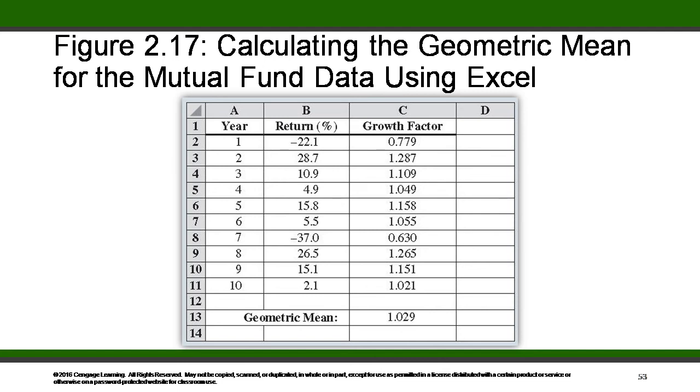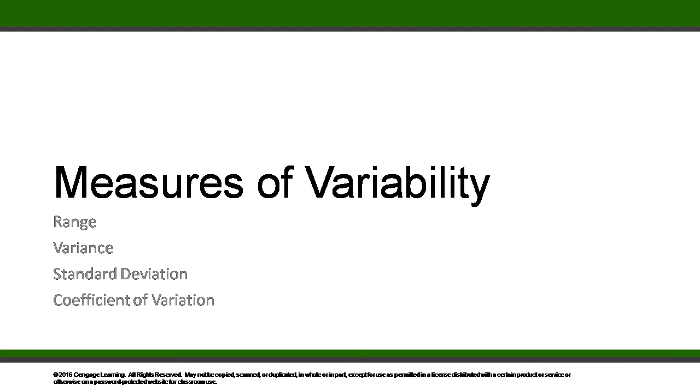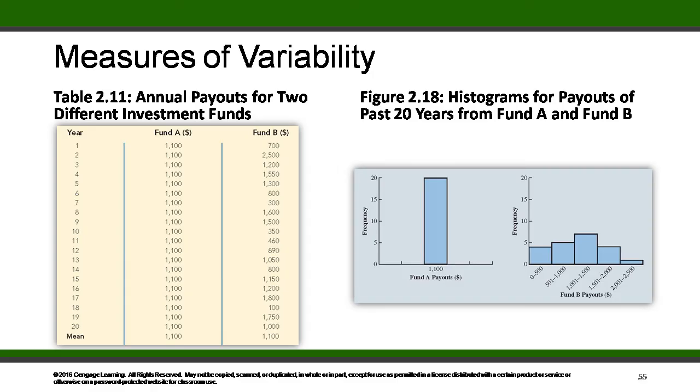Measures of variability. We have the following topics: range, variance, standard deviation, and coefficient of variation. In this table, we have the annual payouts for two different investment funds. And figure 2.18 shows the histograms for payouts of the past 20 years from Fund A and Fund B.